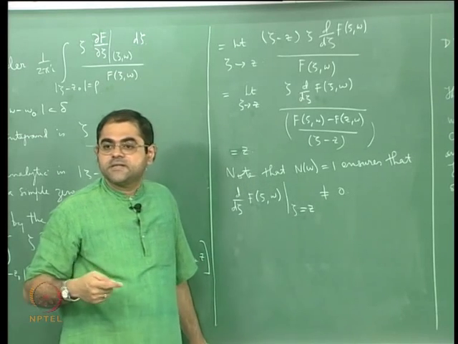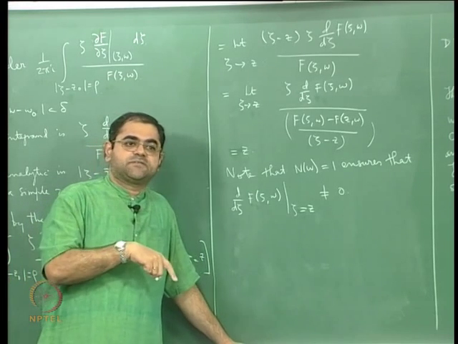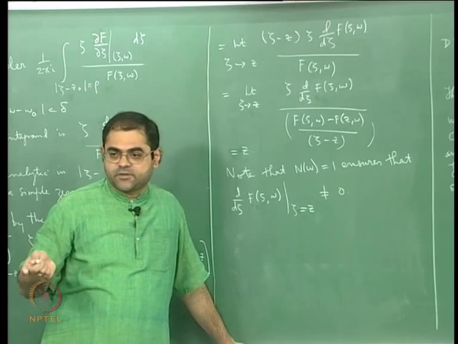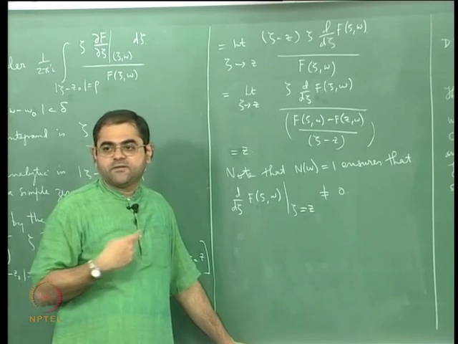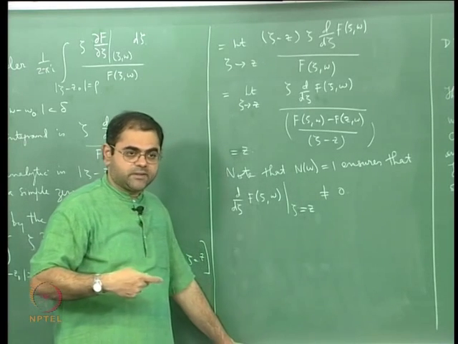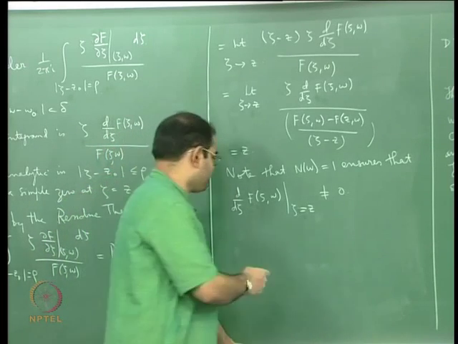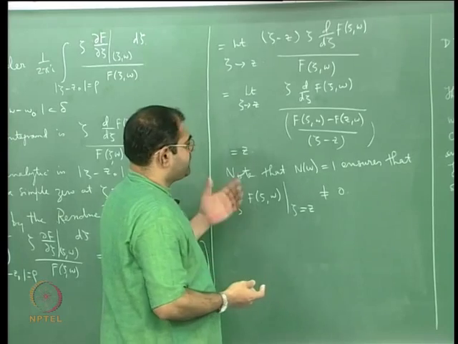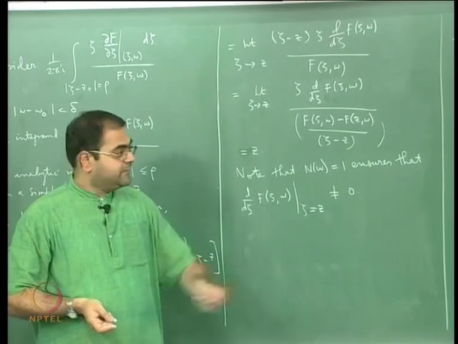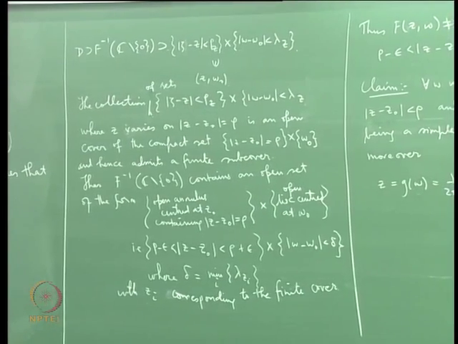But what we have not assumed is that if you freeze the first variable and consider it as a function of the second variable, it is analytic with respect to the second variable. That we have not assumed. So far we have assumed only continuity with respect to both variables put together, which will give you continuity with respect to each variable separately. So what I am saying is that if capital F is also analytic in the second variable for every fixed value of the first variable, then this g that you have defined is actually an analytic function of w. So let me write that down.